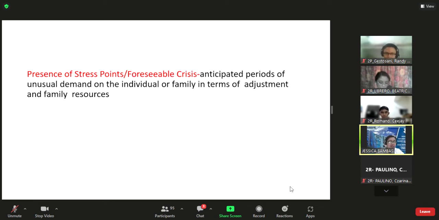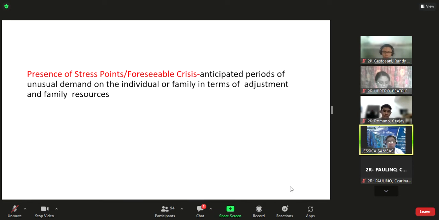Halimbawa, madami na ang anak, nabuntis pa ulit, so may bagong member na naman sa family. Well, that could be what? You need to make the necessary adjustment in terms of the family resources that is needed, no, in order to sustain the need of that particular family member. Okay? So that's why we call it stress points or foreseeable crisis. So entrance at school, madami dito.